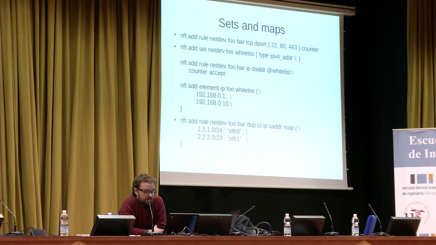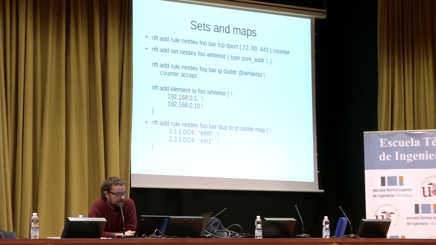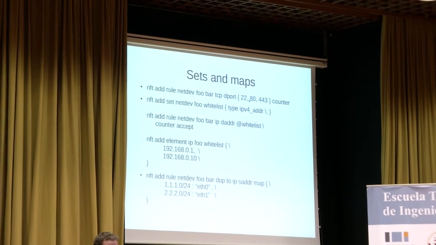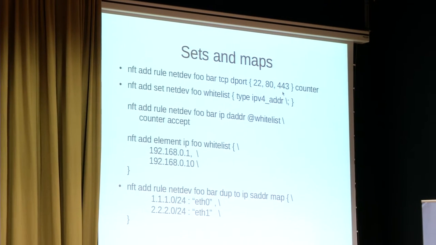They are specified between curly braces. So basically, what we have in this first rule is we add a rule to the foo table, the bar chain, we are adding a set that is going to match the destination TCP ports 22, 80, and 443. And in case of matching, it's going to match a single counter. And in this case, literal sets cannot be updated, so they are constant.